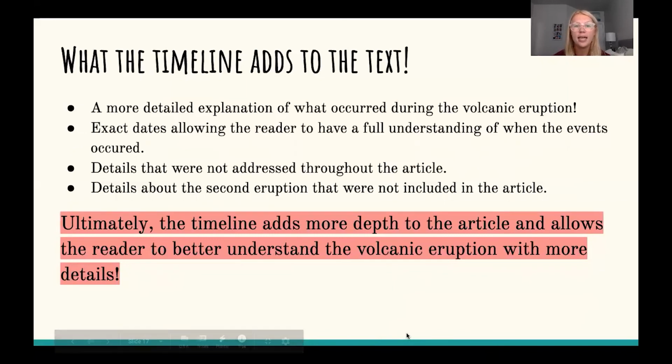So what does the timeline add to the text? The timeline adds a more detailed explanation of what occurred during the volcanic eruption. Exact dates allowing the reader to have a full understanding of when the events occurred. Details that were not addressed throughout the article are included in the timeline. And details about the second eruption that were not included in the article were included in the timeline. Ultimately, the timeline adds more depth to the article and allows the reader to better understand the volcanic eruption with more details.